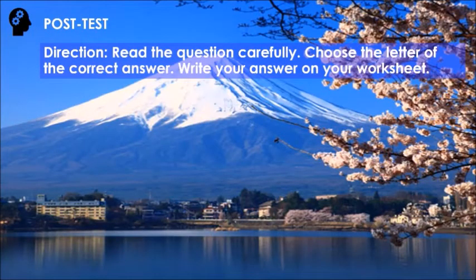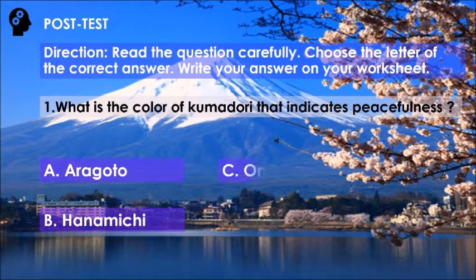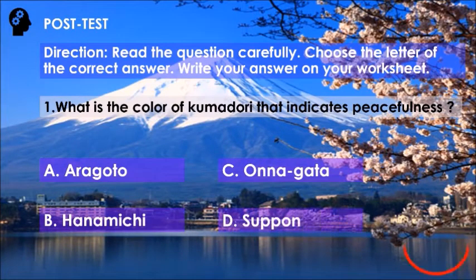For the post-test, direction: read the question carefully. Choose the letter of the correct answer. Write your answer on your worksheet. You are given 5 seconds to answer each question. Number one, what is the color of kumadori that indicates peacefulness? Here are the choices. The answer is letter B.